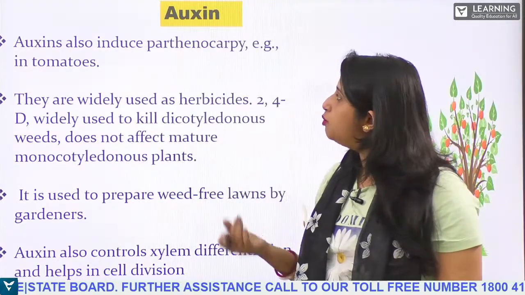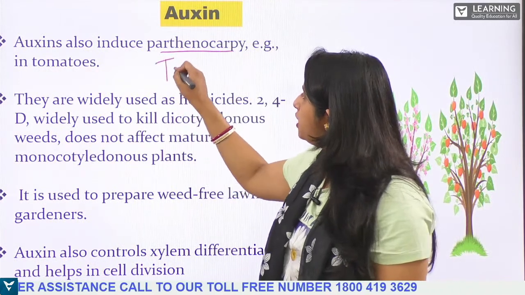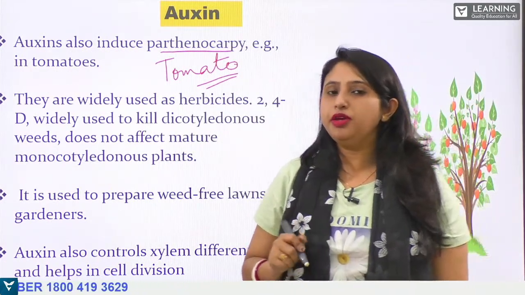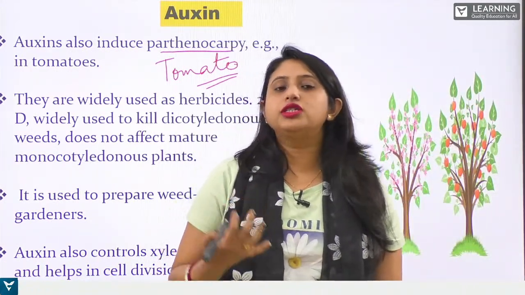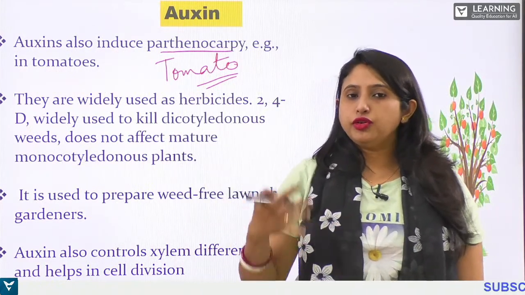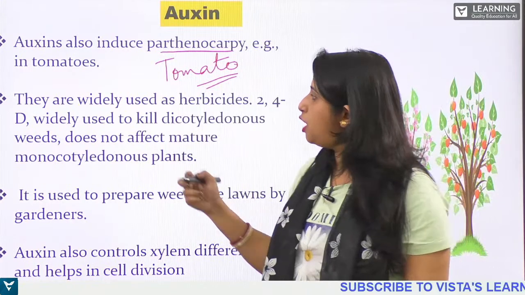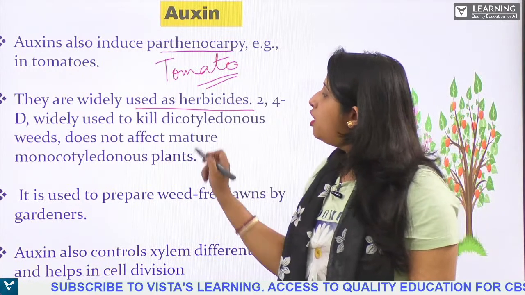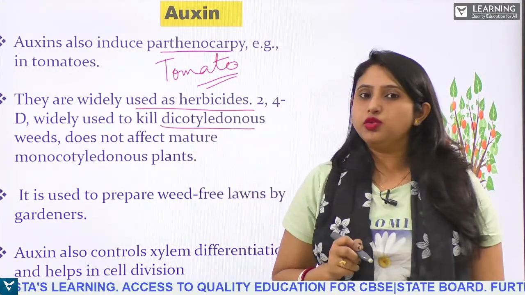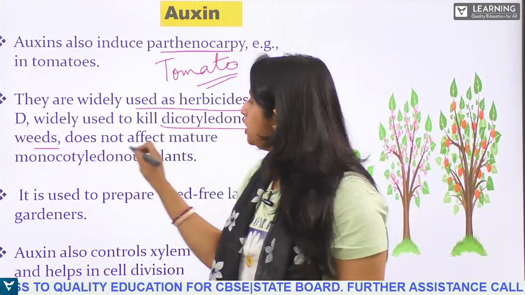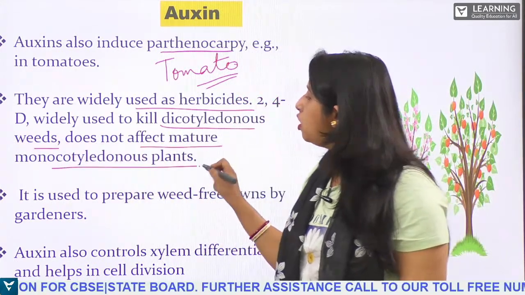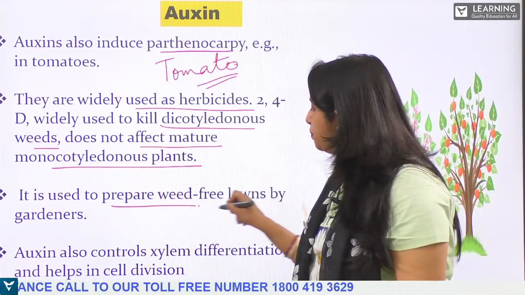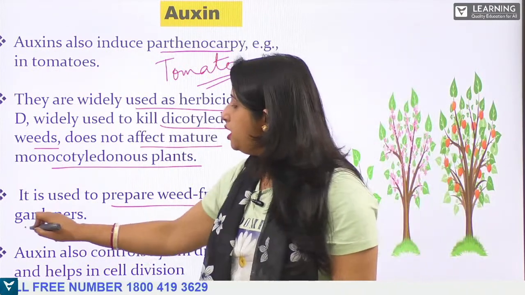Is that clear? Now some more functions. In case of tomato, it induces parthenocarpy. Parthenocarpy means production of fruits without fertilization. They are also widely used as a herbicide, that is 2,4-D, which is used to kill dicotyledonous weeds. It does not affect the mature monocotyledonous plants. It is used to prepare weed-free lawns by gardeners.